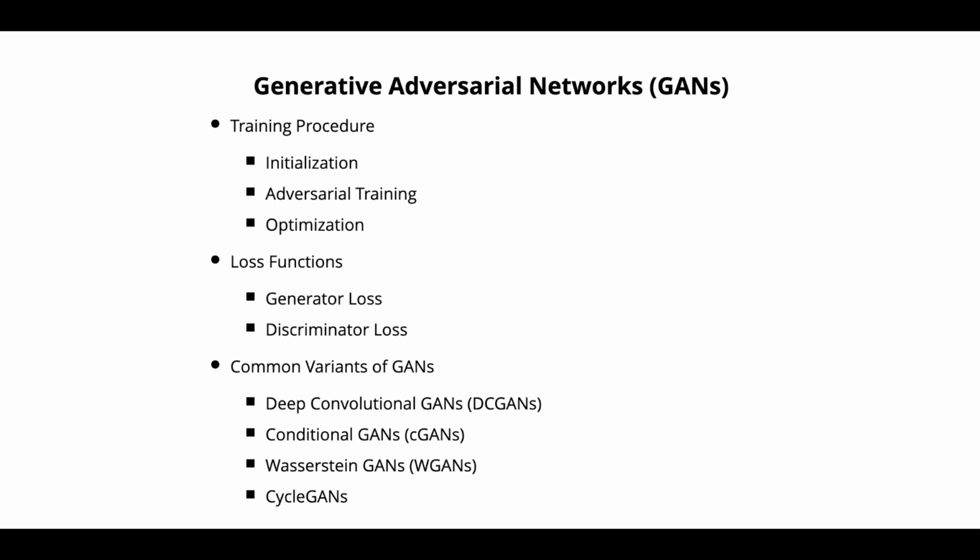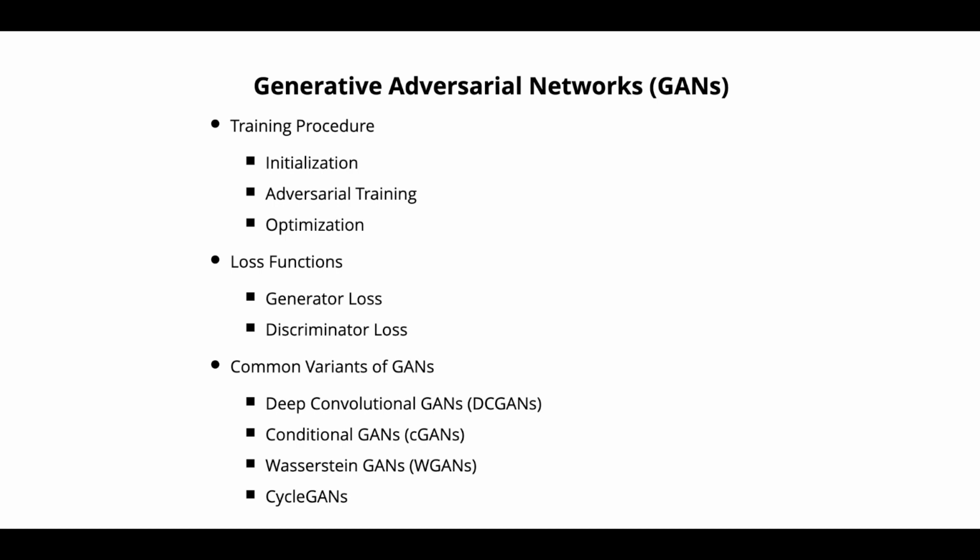And the third step, optimization, is where you update the parameters of both networks using backpropagation and gradient descent based optimization algorithms. One of them is Adam. The next we'll talk about is loss functions. Now for the generator loss, it measures how well the generator fools the discriminator. It is typically the negative of the discriminator loss on fake samples, whereas the discriminator loss measures how well the discriminator distinguishes between real and fake samples. It is the sum of the losses on real and fake samples.